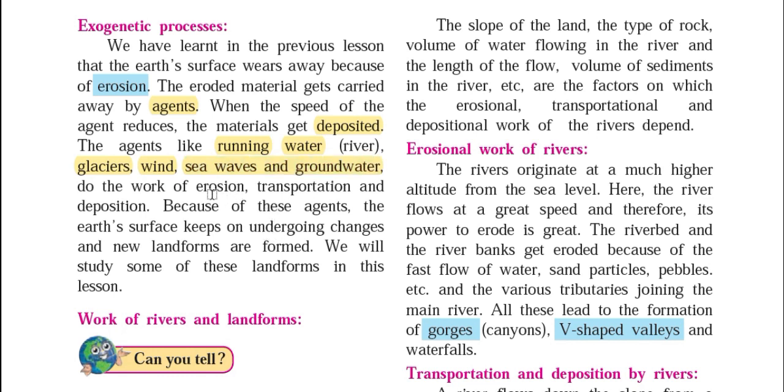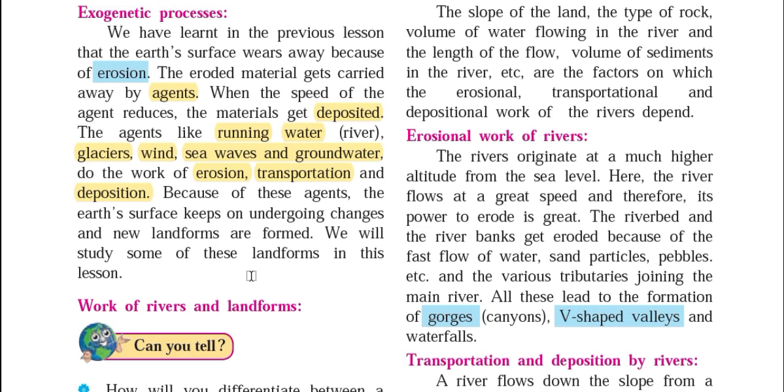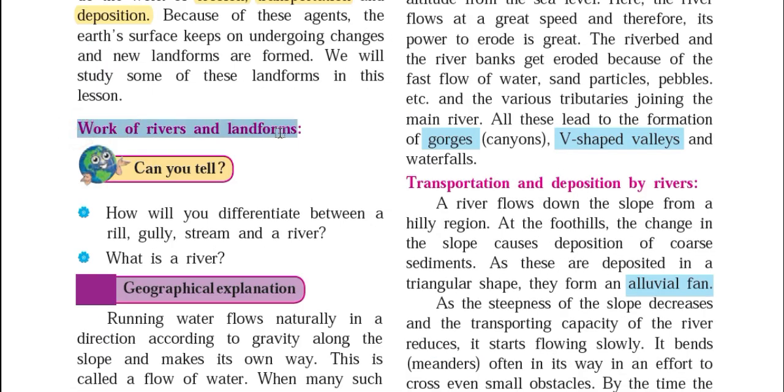What do they do? They do erosion, then transportation, and deposition. Remember these three words. Different landforms are formed by these erosion, transportation, and deposition processes. Because of these agents, the earth's surface keeps undergoing changes and new landforms are formed. We will study some of these landforms in this lesson, starting with the work of rivers and their landforms.